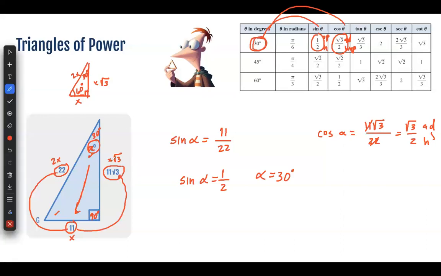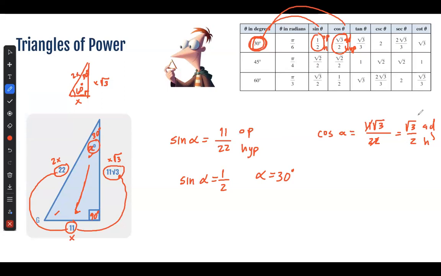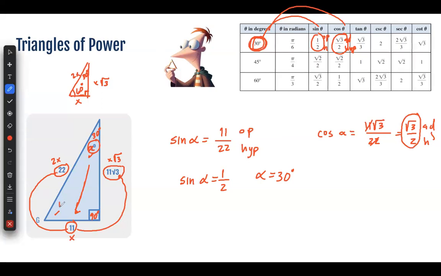So if the ratio that you have between the opposite and the hypotenuse is 1/2, you're always going to be talking about a 30-degree right triangle. If the ratio between the adjacent and the hypotenuse is square root of 3 over 2, or it reduces to that, it is also a 30-degree right triangle, and making this a 60-degree right triangle.